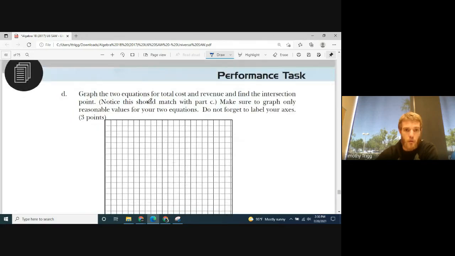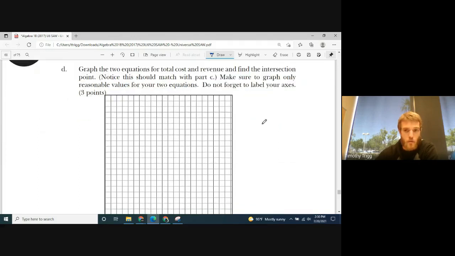Okay, part D. Graph the two equations for total cost and revenue and find the intersection point. Make sure to graph only reasonable values for your two equations. Don't forget to label your axes. So the main thing I wanted to point out here is that we need to draw two lines, and their intersection will be at 320, comma 20,000.